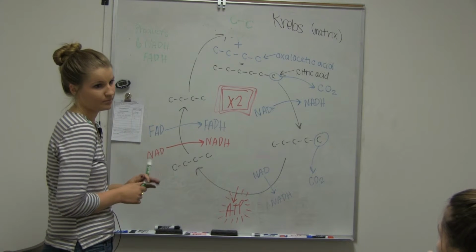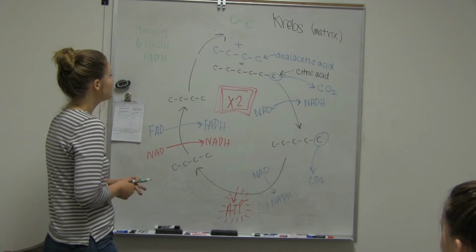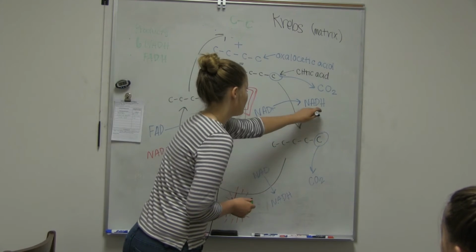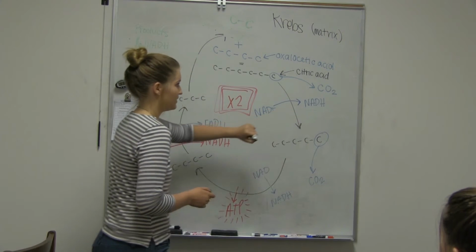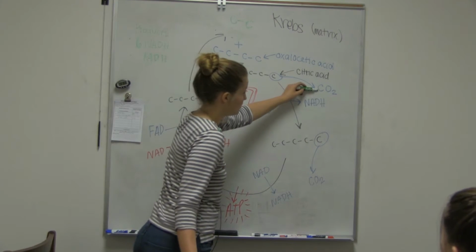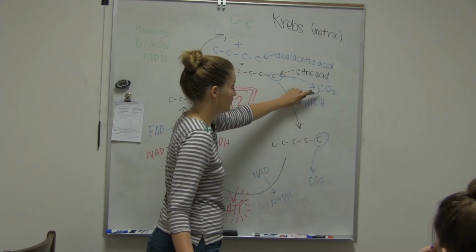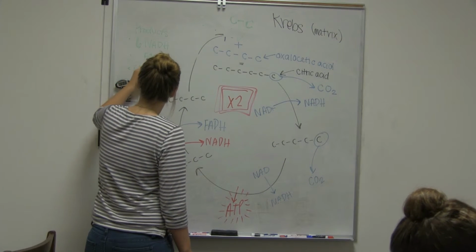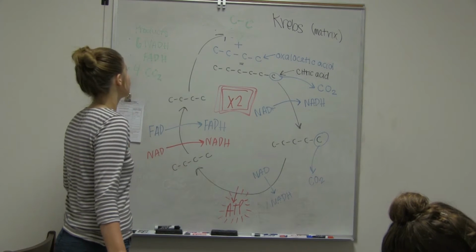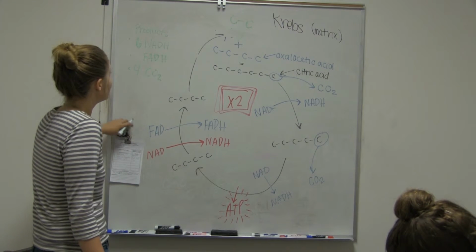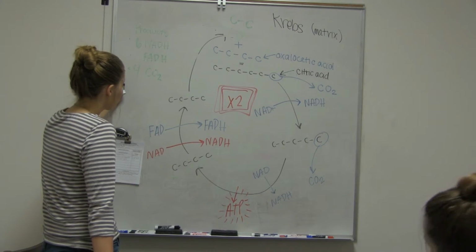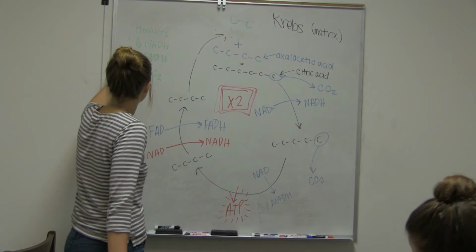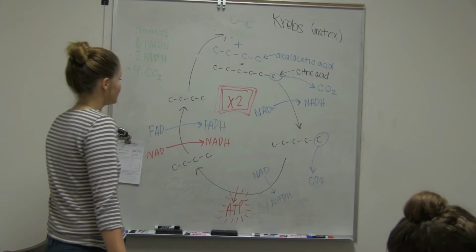So there's 6 NADH. And how many CO2? There's 4 CO2. 1, 2, 3, 4. 4 CO2s. How many FADH? 1. Or 2. There you go. 2.